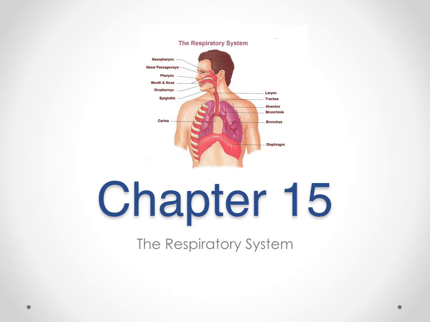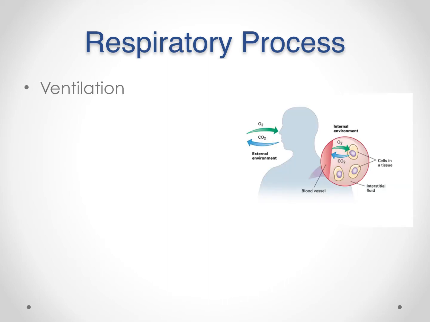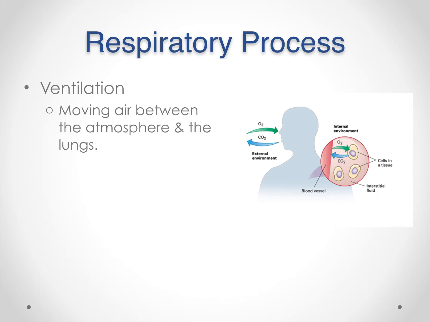Last time we looked at the anatomy, or the parts. Today we're going to look at the physiology, or the way that those parts function. To do so, we've got to talk about the respiratory process, which has 3 overall phases or key parts, the first of which is ventilation, which is where we move air between us and the atmosphere. So, really, atmosphere and the lungs.